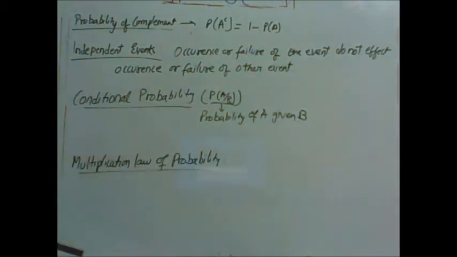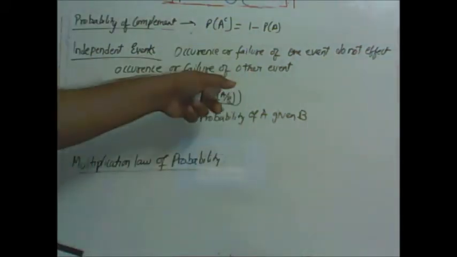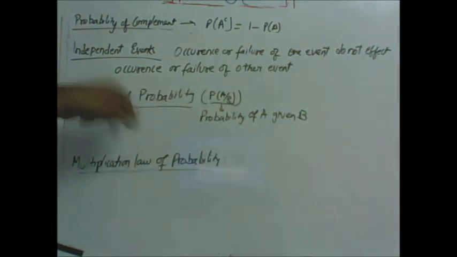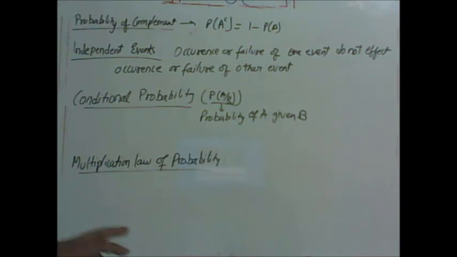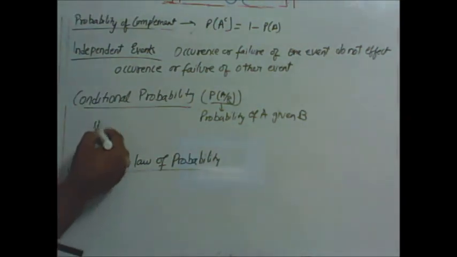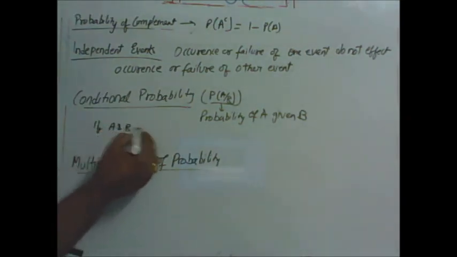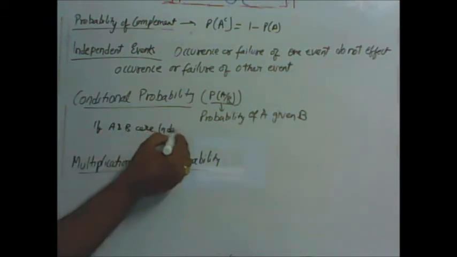That means the question already mentions the probability of B, and then asks us to find, if A and B are dependent, what is the probability of A when B has already occurred? When B has occurred first, then if A has to occur, what is that probability? That is conditional probability.